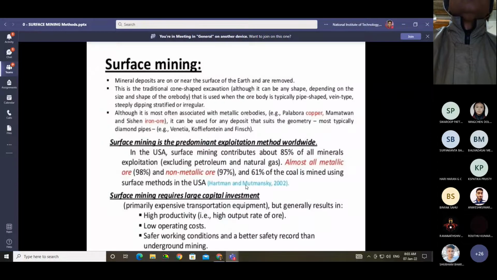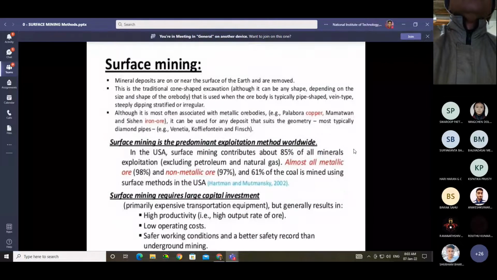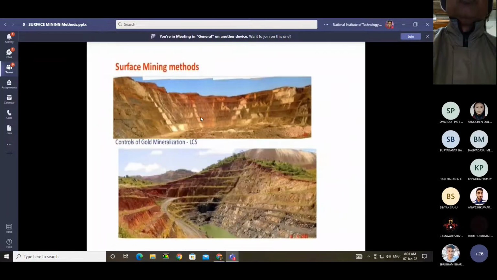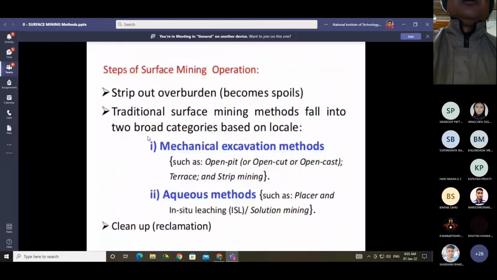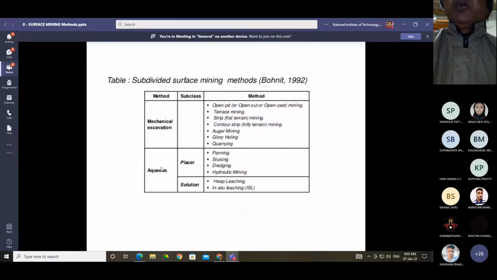These are some of the pictures of surface mining methods. These things we have discussed yesterday. And steps of surface mining operation also we have discussed, like mechanical excavation methods, aqueous methods. And the subdivision of surface mining methods are also discussed in this table: mechanical excavation methods, aqueous mining methods.